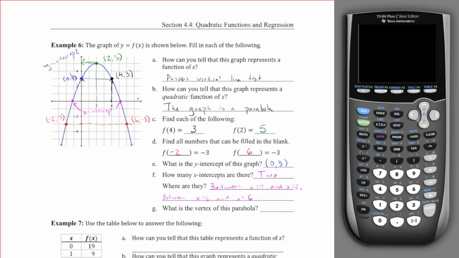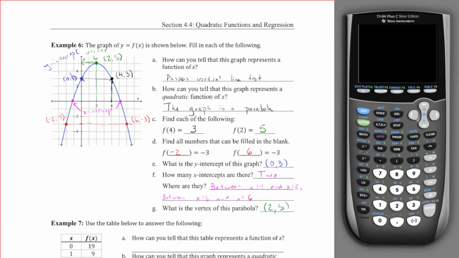And finally, the vertex. So this parabola opens downward. The vertex is this top point, 2, 5. And we don't need to read the coordinates of that point because we already read them earlier for an earlier question. The vertex is at 2, 5.